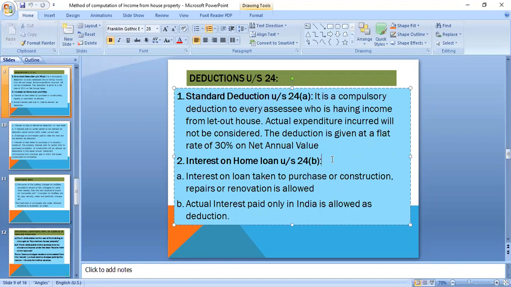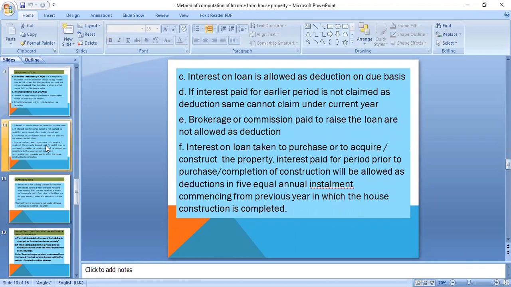Then we have section 24B, interest on home loan. Suppose you have taken any loan to purchase or construct or to repair the house, this 24B is allowed. And if you are paying that interest only in India, it is allowed. Suppose you have taken a loan from a foreign person and you are paying interest for constructing or renovating the house, it will not be considered as a deduction.